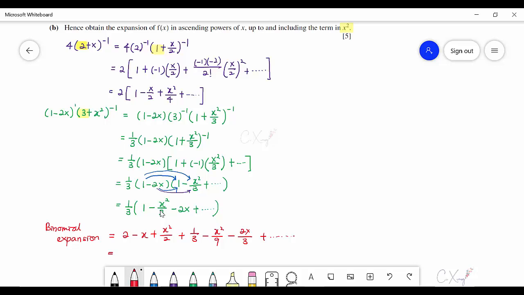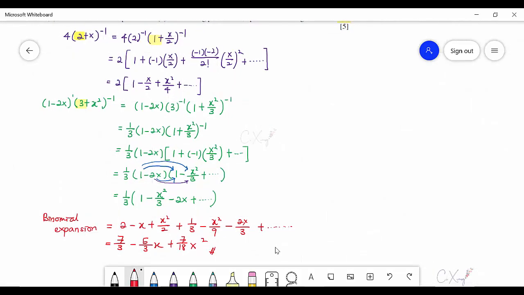So the constant with constant together, you should get 7 over 3. When you want to get all the terms with x power 1 together, you will get negative 5 over 3 x. And also the term for x squared will be 7 over 18 x squared. All right, so this is actually how we get the answer for the binomial expansion for these partial fractions.